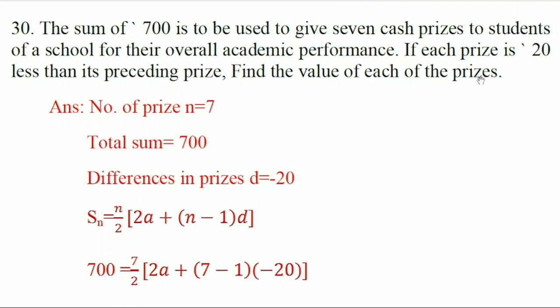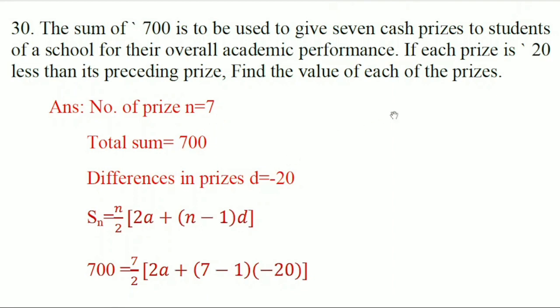So here, seeing the overall academic performance, they are giving 7 cash prizes. That means the number of prizes is 7, so n equal to 7. What is the total sum? The total sum is 700. See, 700 rupees they are distributing for 7 prizes.